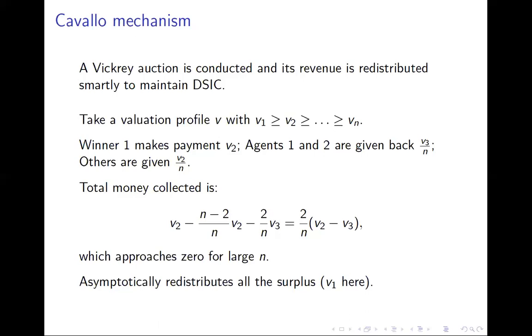Okay, but interestingly, the money collected here approaches 0 as n becomes larger and larger. What it means is that for large n, the mechanism will collect very little money. So it will be asymptotically budget balanced, and hence asymptotically redistributes all the surplus V1 amongst all the agents. Okay. So is it clear how the Cavallo mechanism works?